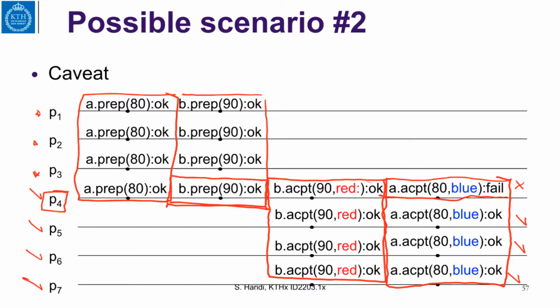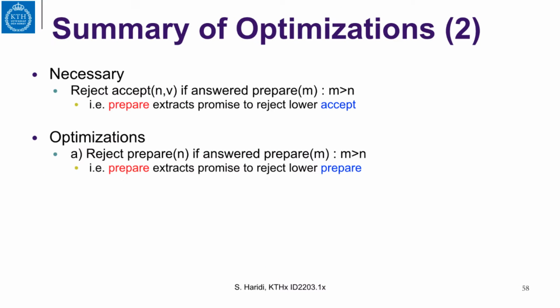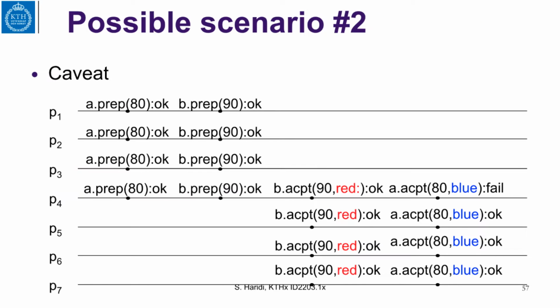So this gives an opportunity of optimization again. You can see this accept 80, blue, can anyway not get a majority. There is a majority of acceptors, so a value is chosen. Every higher proposal issued would have the same value. So this phase is unnecessary. So what can we do? We can have this extra optimization, which says reject an accept N if you have already answered an accept M with a higher proposal number. So an accept extracts a promise to reject lower accepts. As you can see here, this accept should be rejected.